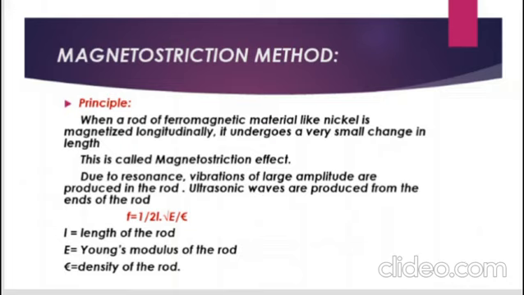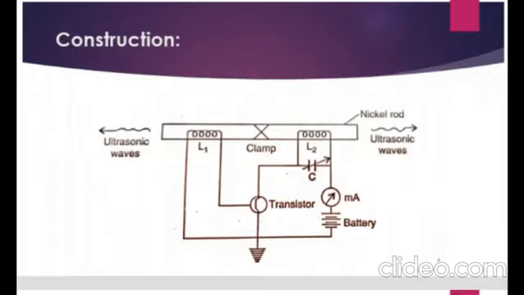Frequency f is equal to 1 by 2L into root of E by ρ, where L is the length of the rod, E is the Young's modulus of the rod and ρ is the density of the rod. Construction: the construction consists of a transistor, a battery and a variable capacitor.